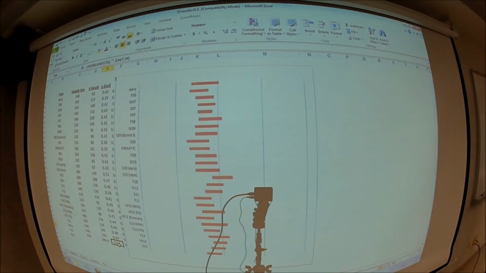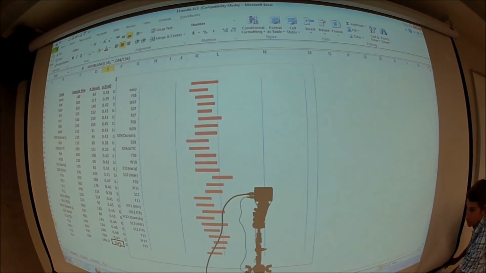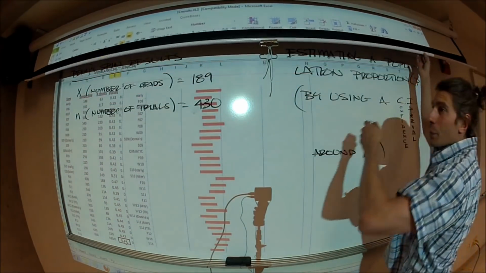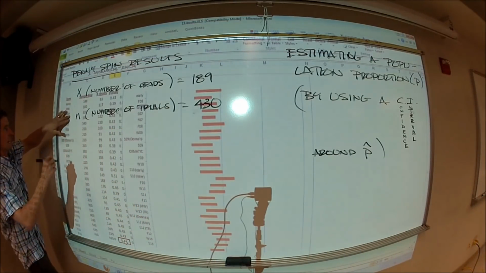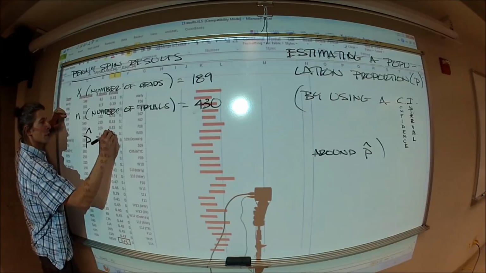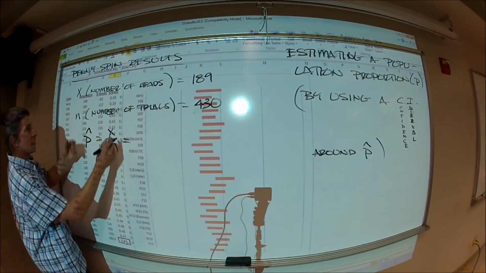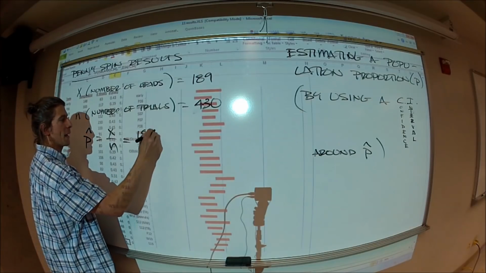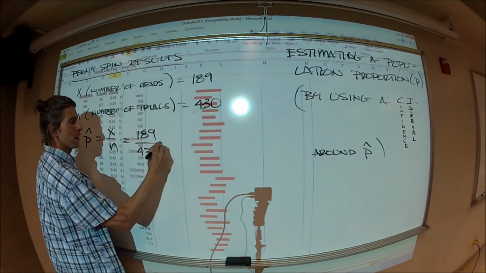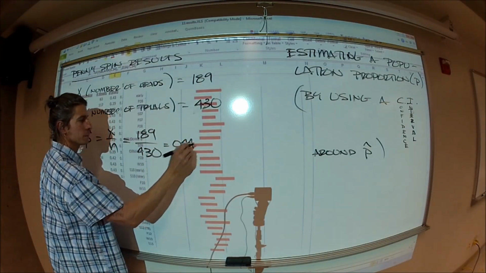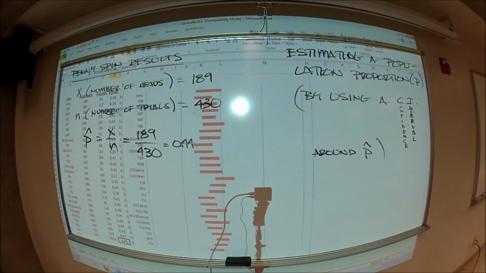189 divided by 430. That's from over here. Let's back up for a second. P hat is the ratio of x to n. All you got to do is run your values through: 189 out of that 430, which ends up being about 44%. I think everybody remembers this from basic probability. That's the chance in our sample that we saw heads.